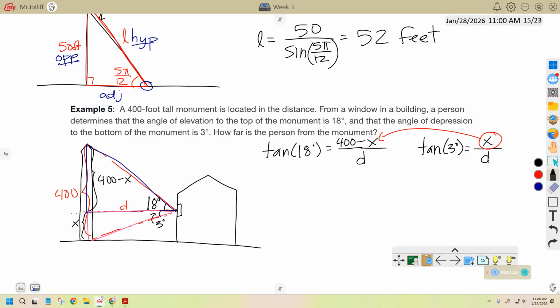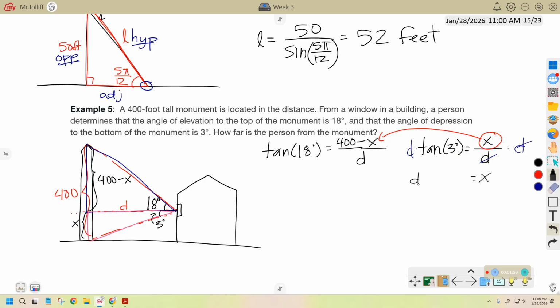So over here on the right, we have tangent of 3 equals x over d. I want to solve for x. I want to get x by itself. What should I do? Multiply, yeah. Times d so that those guys cancel. So we get x equals d tan 3 degrees. And I agree, that's correct.